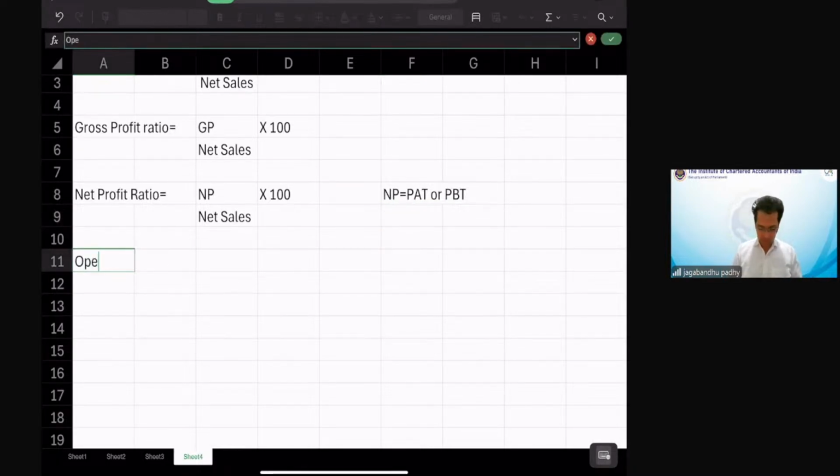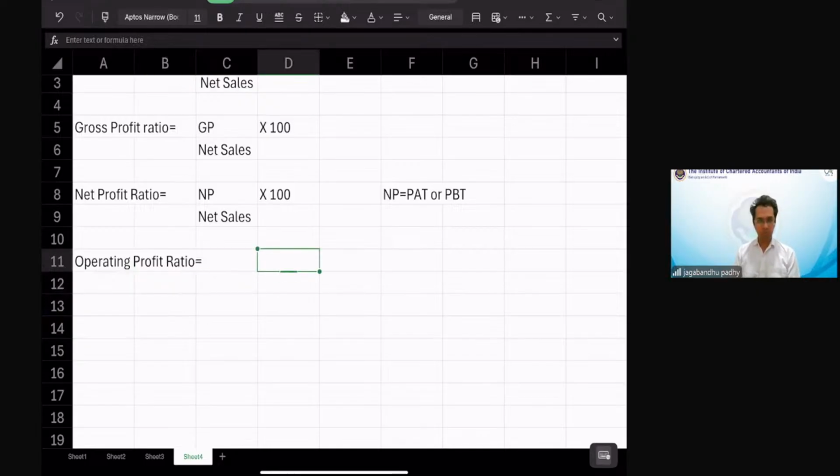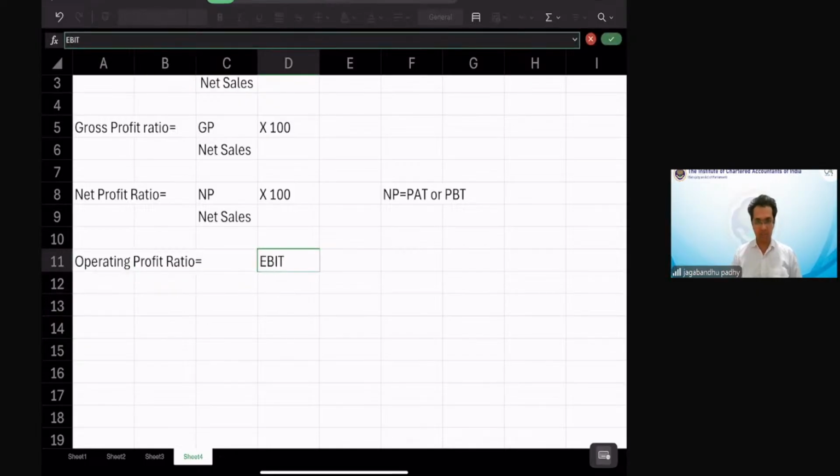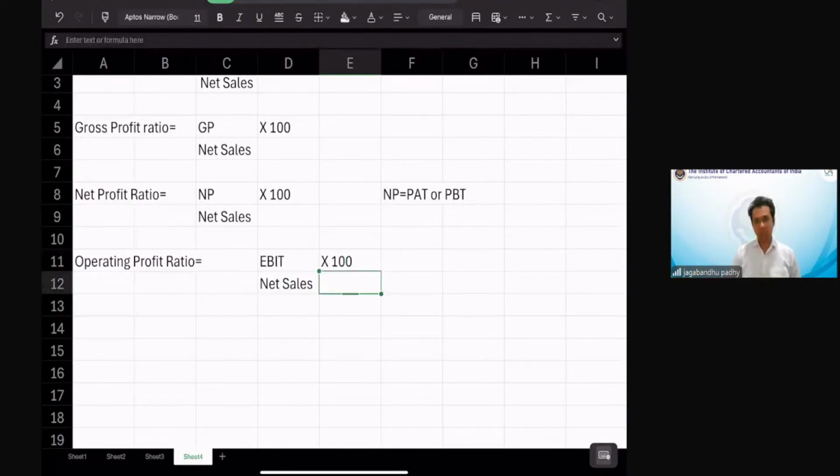Same way we have operating profit ratio. Operating profit ratio is computed as EBIT upon net sales multiplied by 100. Right? Because as I said, EBIT is denoting the operating profit number. EBIT is the operating profit number. EBIT upon net sales into 100.